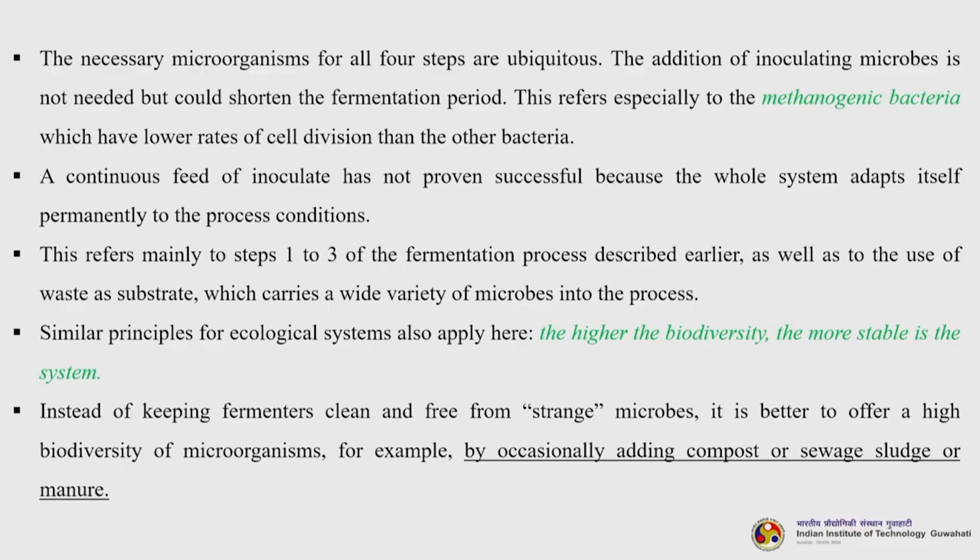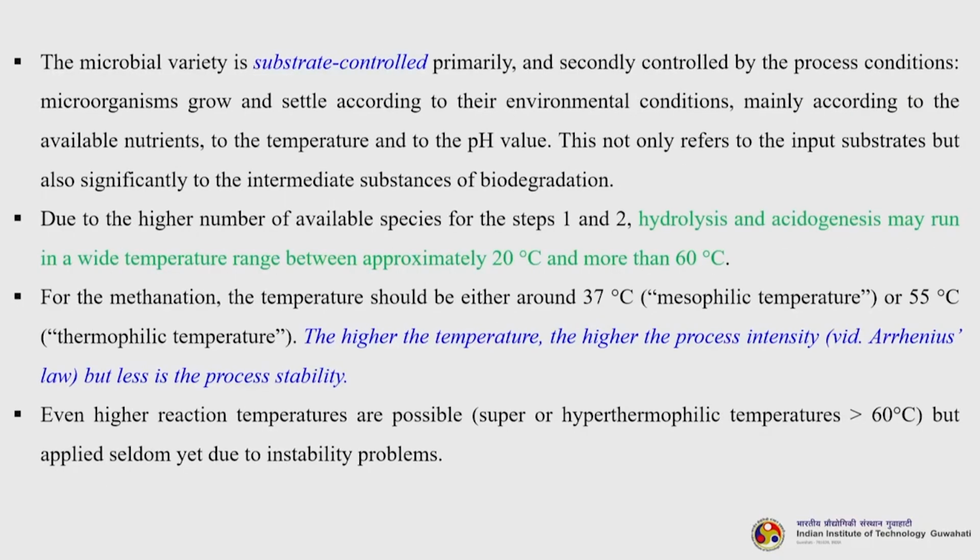Similar principles for ecological systems also apply here, that is, the higher the biodiversity, the more stable is the system. Okay. It is again understood. Okay. So, instead of keeping fermenters clean and free from strange microbes, it is better to offer a high biodiversity of microorganisms, for example, by occasionally adding compost or sewage sludge or manure. The microbial variety is controlled primarily by the substrate, and secondly by the process conditions.